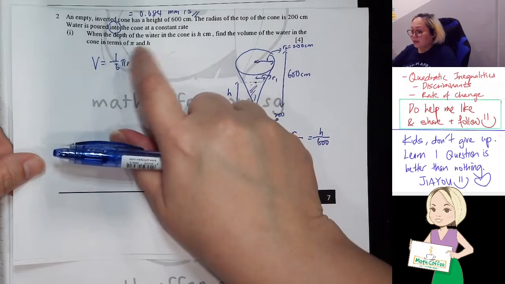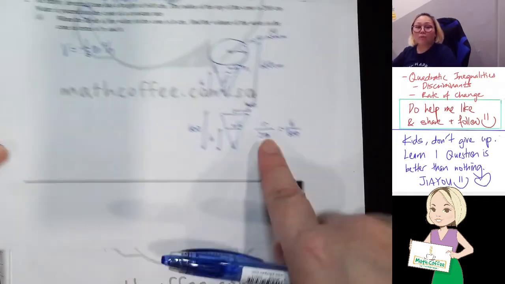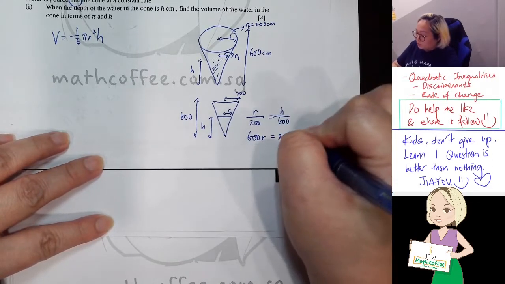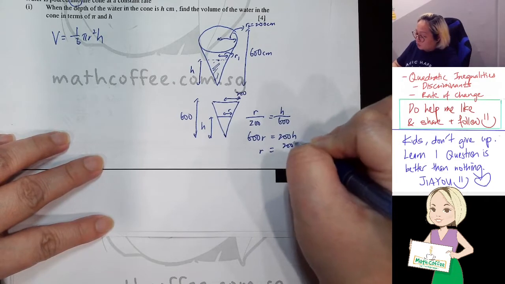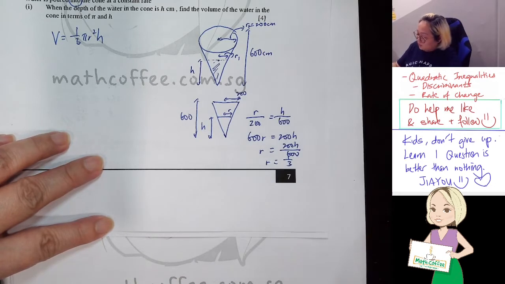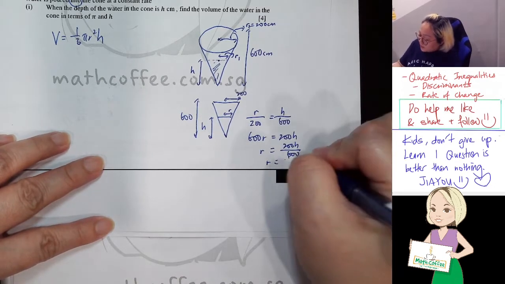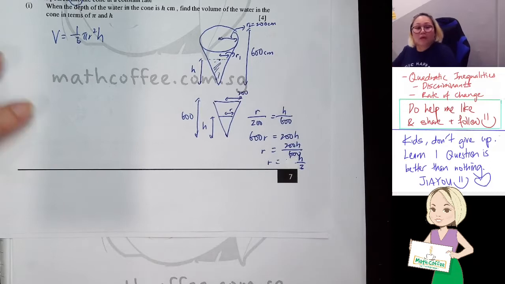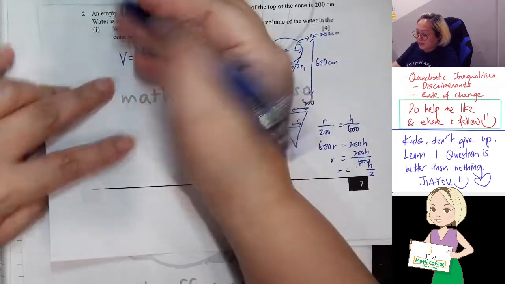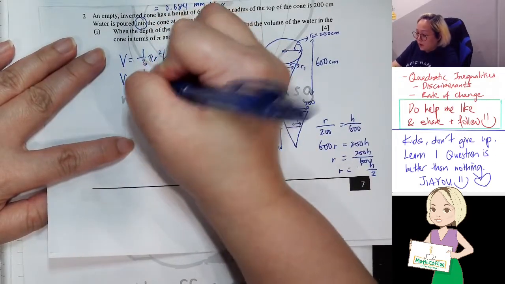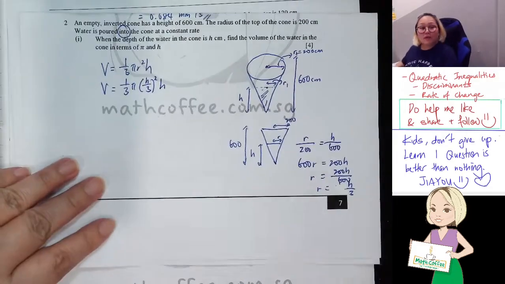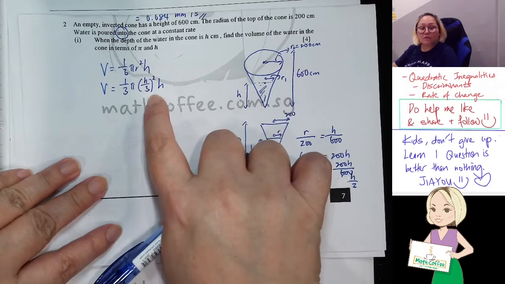And in this one, I need to get rid of my r. So I'm going to make r the subject. So cross multiply, 600r equals to 200h. My r is equals to 200h over 600. And my r will be equals to h over 3. Okay, so now I know my r is h over 3. So now I can replace it. So now my V is equals to 1/3 pi (h over 3) squared h. So all I did was I replaced the r with h over 3. Okay?